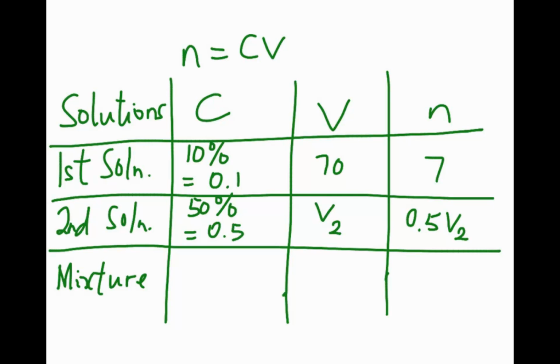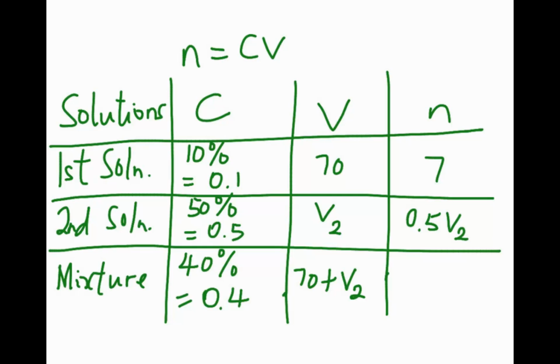Okay? So let's look at the mixtures now. You want a 40% concentration in the final mixture. So 40%, which is now 0.4. And of course, now the volume, like I said earlier, the volume is the arithmetic sum of both of them. So this is 70 plus V2. Remember, the concentration is not an arithmetic sum. No, you can't just say 0.1 plus 0.5. No, you don't do it that way. But volume is an arithmetic sum.